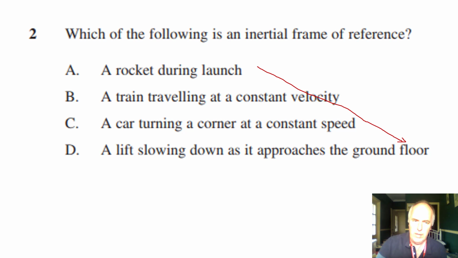Now, the first is a rocket during launch. And obviously, that's an accelerating frame. A train travelling at a constant velocity. A constant velocity means its velocity isn't changing, it's not accelerating. A car turning a corner at a constant speed, its velocity is changing, so it's accelerating. So if you're travelling that way, the acceleration is at 90 degrees to velocity. A lift slowing down as it approaches the ground floor. Now, as we'll see, this almost qualifies as an inertial frame of reference, or a limited inertial frame of reference.